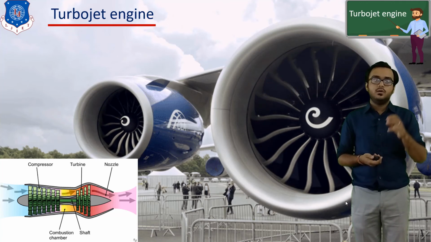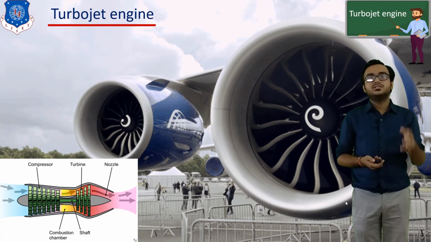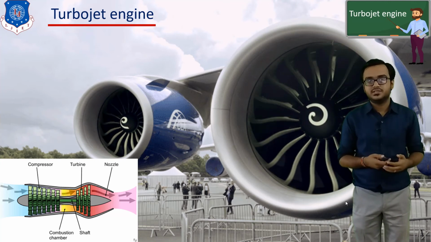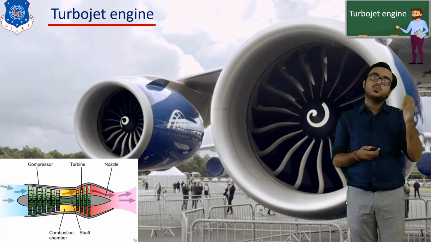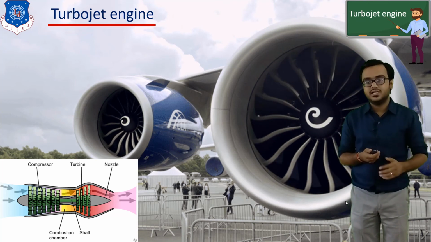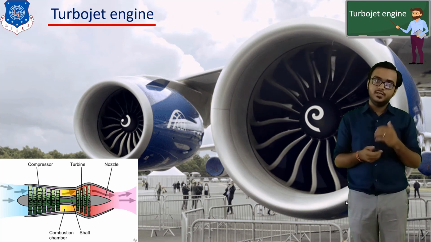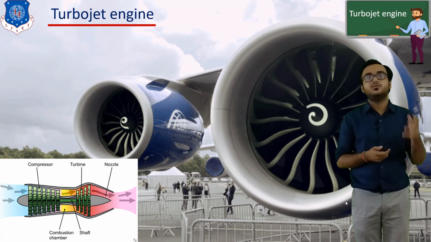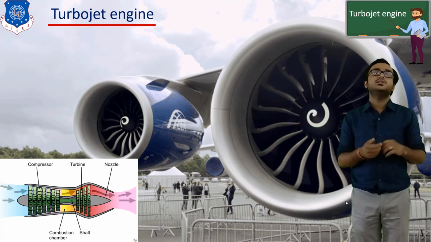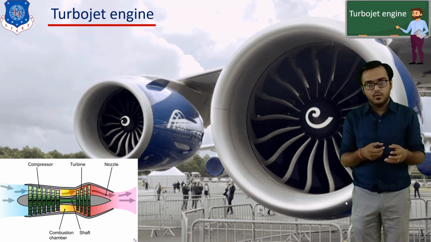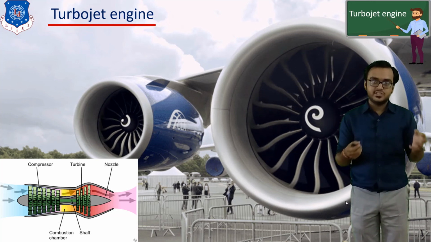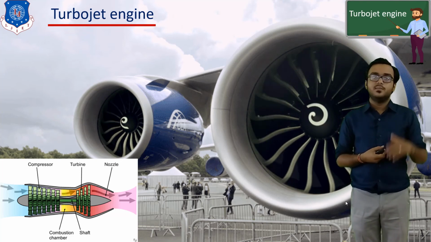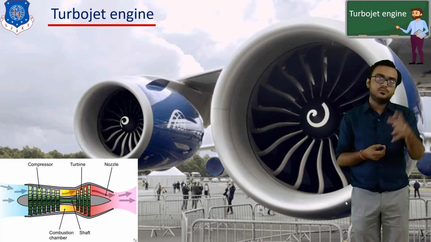The first is the compressor, the second is the combustion chamber, and then the turbine and nozzle. Just observe the diagram. As the engine starts, its compressor rotates and induces air from the surroundings. As the air is induced inside the compressor, its pressure and temperature increase. Now this high pressure and high temperature air is supplied to the combustion chamber, where the fuel is mixed with the air and combustion is initiated.